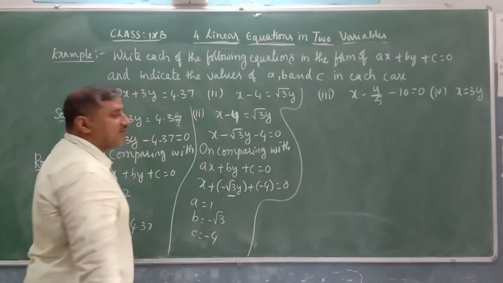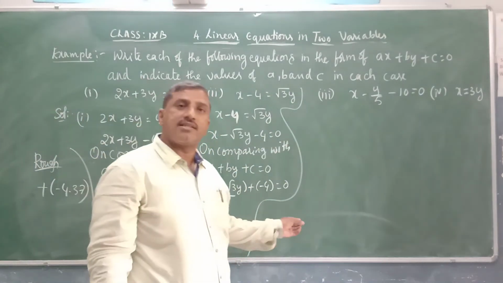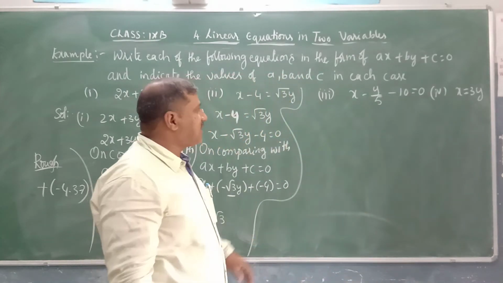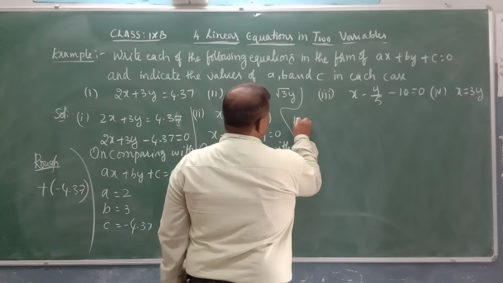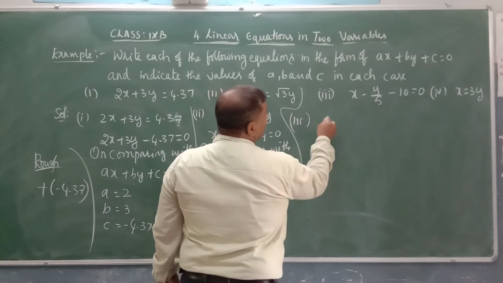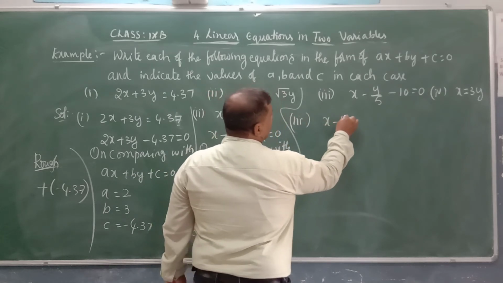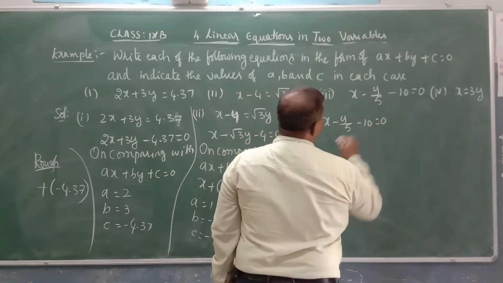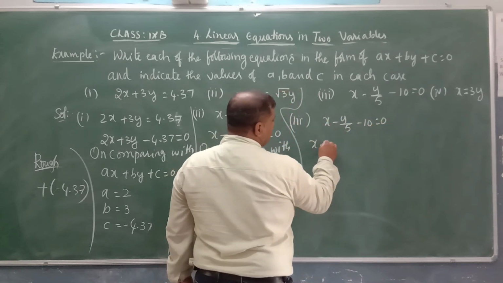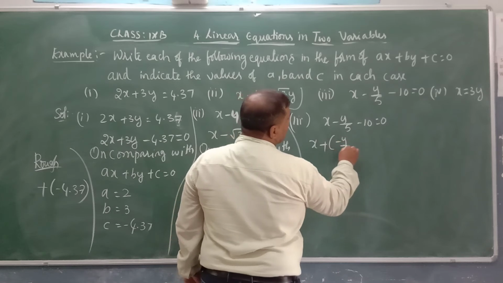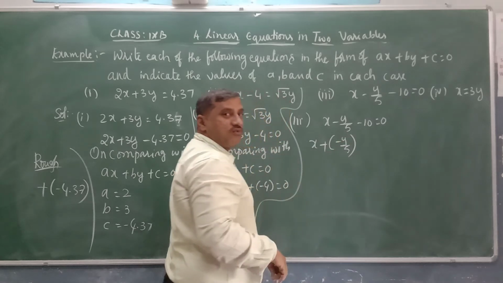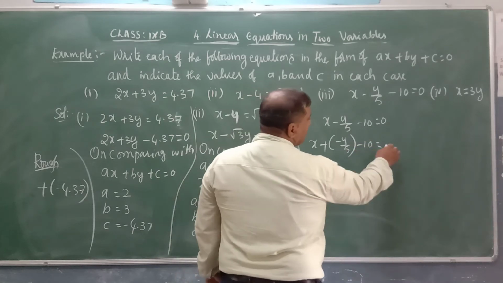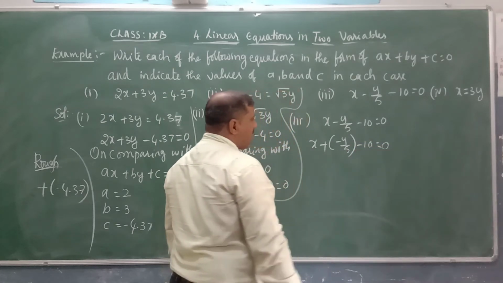Like this, we will express the given equations in the standard form and then find a, b and c in each case. Now the third question: the given equation is x minus y by 5 minus 10 is equal to 0. Write this as x plus minus y by 5 minus 10 is equal to 0.